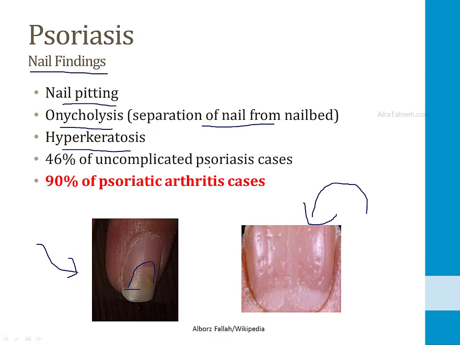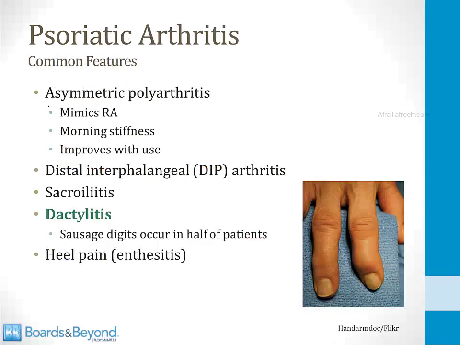Now, patients who have uncomplicated psoriasis, meaning psoriasis without arthritis, 46% of those patients have nail findings. But patients who have psoriatic arthritis, in addition to psoriasis, 90% of those patients have nail findings. So especially for a board question, if a patient with psoriasis is going to have psoriatic arthritis, they are probably going to have nail findings. So what are the clinical features of psoriatic arthritis?